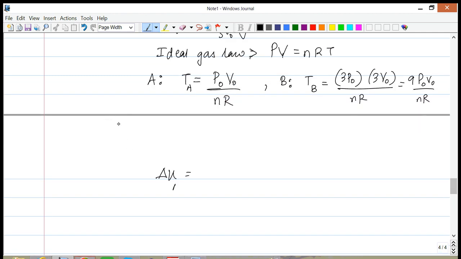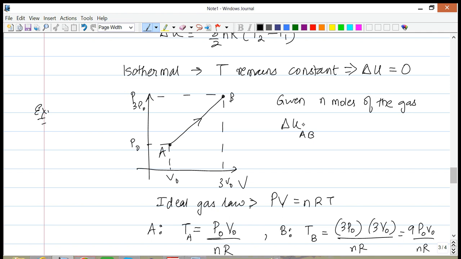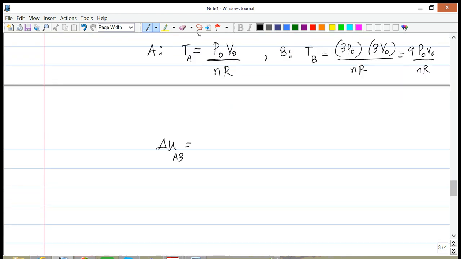So delta U for the process A to B, and again we have to keep the order intact, okay, because you see in this process you go from A to B, you go from P0 V0 to 3P0 3V0. If you were going in the opposite direction, then the sign is going to be different. So delta U_AB for this process is going to be equal to 3/2 nR, okay, times T_B minus T_A.